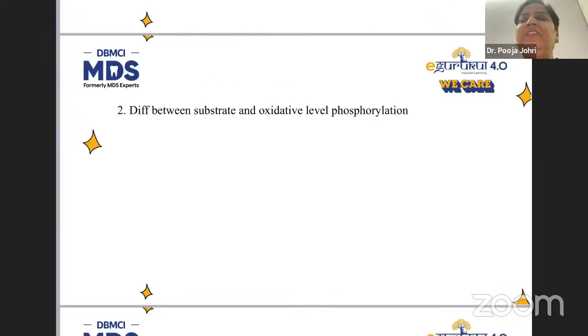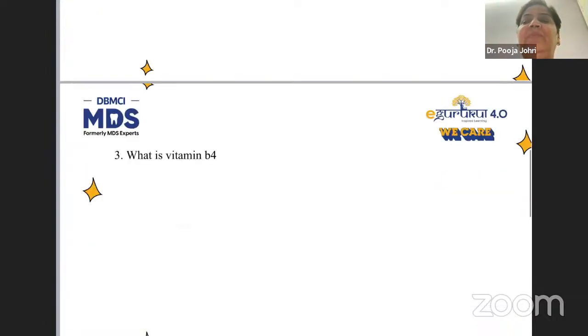And second was the difference between substrate level and oxidative level phosphorylation. I told you, what is phosphorylation? Phosphorylation is attachment of inorganic phosphate. If that inorganic phosphate is given by the substrate, it is substrate level. If that is given at the expense of oxygen, it is oxidative phosphorylation. And the third query was vitamin B4. The name of vitamin B4 is adenine.